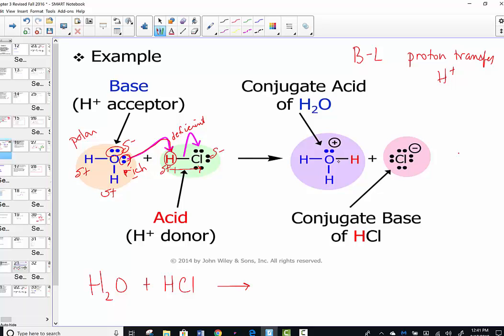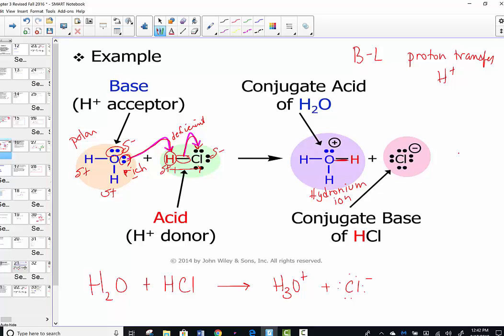And that's going to form the new bond, creating what's called the hydronium ion. Hydronium is a protonated water molecule, H3O+, leaving the electrons that were in this bond to collapse back onto the chloride ion. And now we see that there are 8 dots around it, Cl negative.